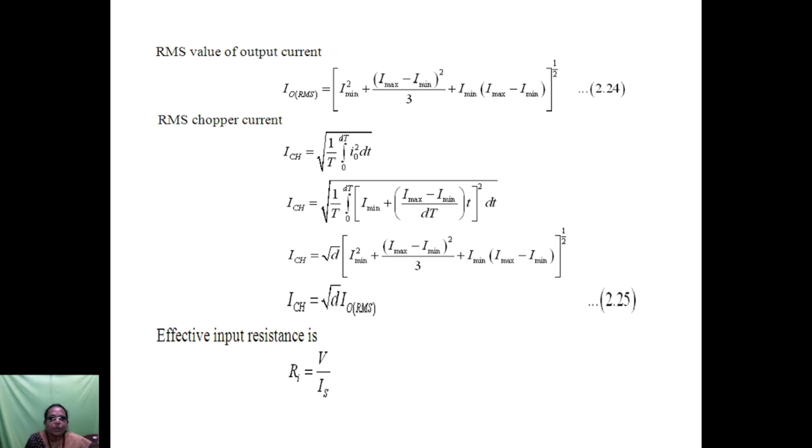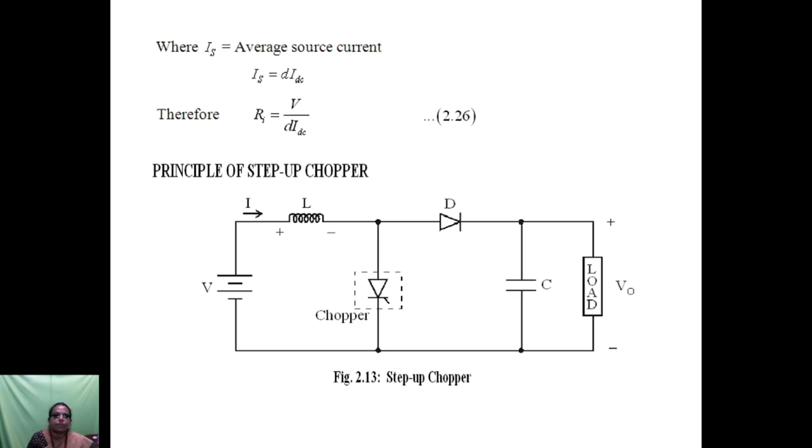The effective input resistance Ri is equal to V by IS. IS is equal to average source current. IS is equal to D into IDC. Therefore, Ri is equal to V by D IDC.